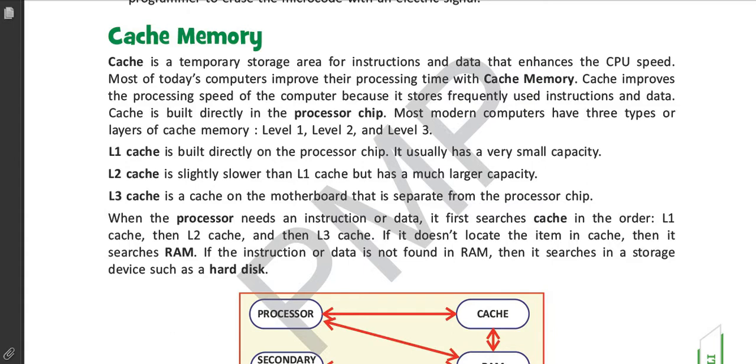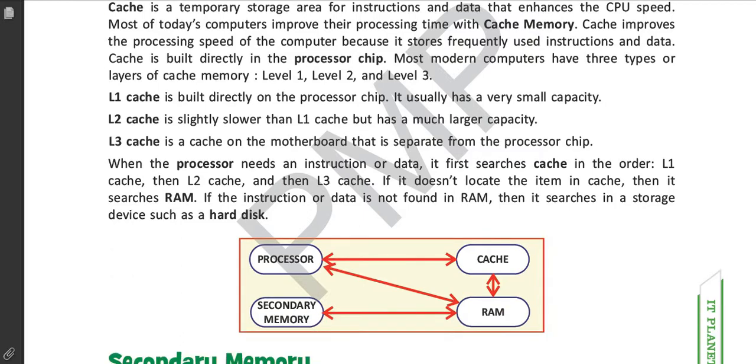Most modern computers have three layers of cache memory: level 1, level 2 and level 3. L1, or level 1 cache, is built directly on the processor chip. It usually has a very small capacity. L2 cache is slightly slower than L1 cache but has much larger capacity. And L3 cache is a cache on the motherboard that is separate from the processor chip.